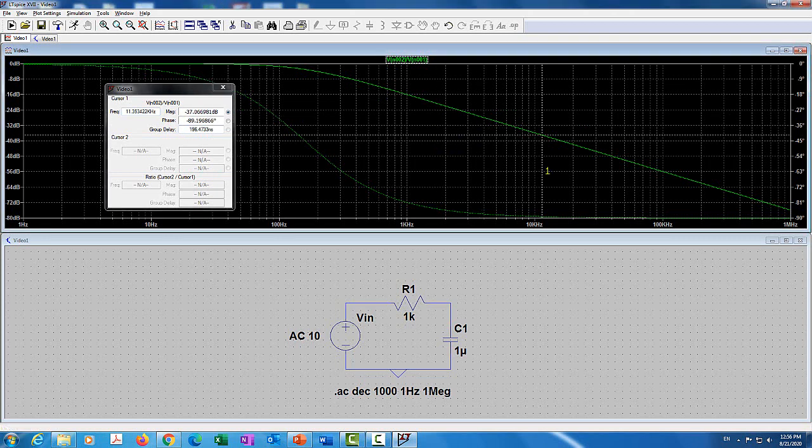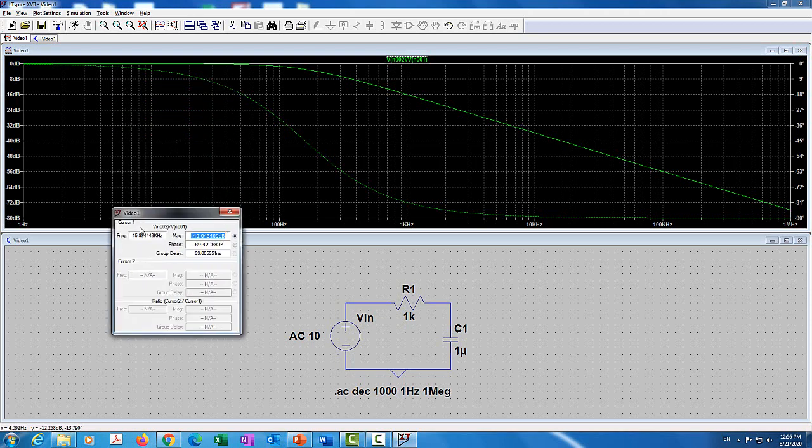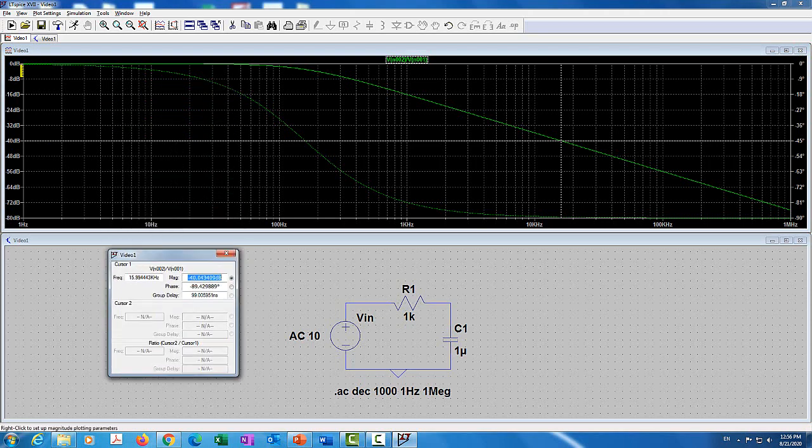If you go a decade later, so around 15,900, yeah, that's good. So you lose another 20 dB, you get negative 40 dB. Right? So here, what we did is the AC sweep basically showed you what the gain is gonna be as a function of frequency. By increasing the frequency for this particular circuit, the gain will drop.